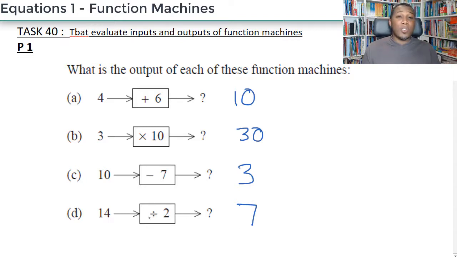Why? Because 7 twos are 14. Why? Because 3 plus 7 is 10. Why? Because 30 divided by 10 is 3. What have I been doing there? I've been going backwards. I'm setting you up for what comes next.